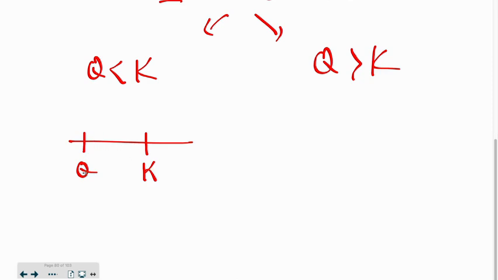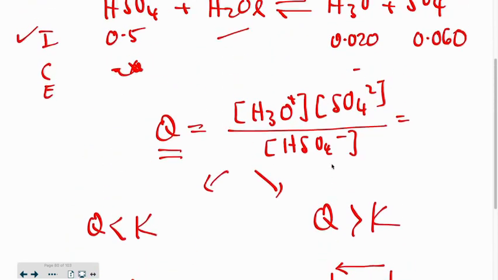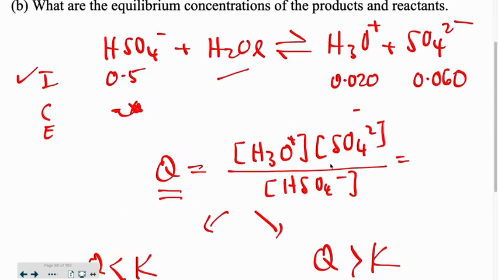If my K is bigger than Q, that means that if I find the Q to be here, my reaction is not at equilibrium. It needs to go to the right, or it needs to make more products to reach K. If my Q is bigger, let's say we have a situation like this now with K here, and my Q is bigger here, what needs to happen is that the reaction needs to make more reactants to reach equilibrium. So, very, very important concept here for you to remember.